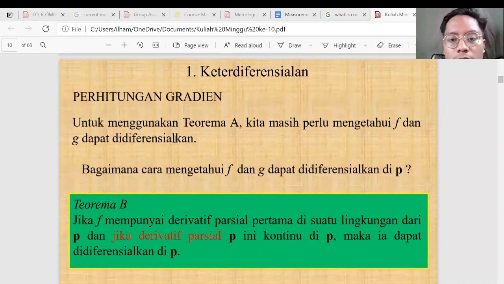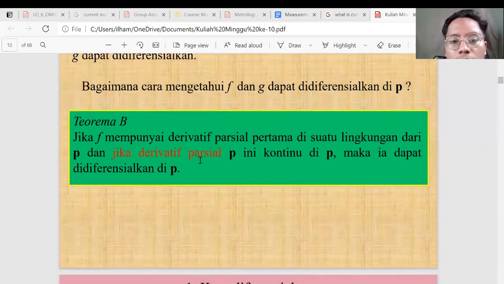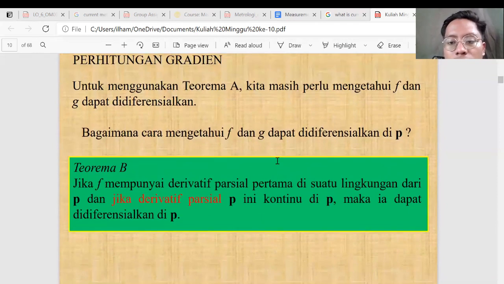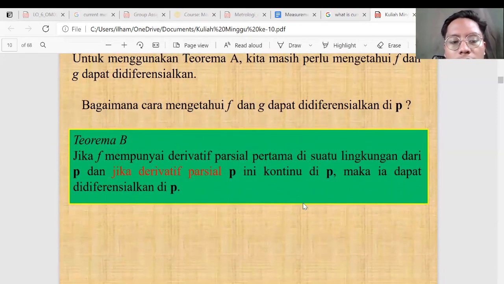To use theorem A, we need to know that f and g can be differentiated. But how can we know it? So there will be theorem B. If f has first partial derivatives in a neighborhood of p, and if the partial derivatives are continuous at p, then f is differentiable at p.